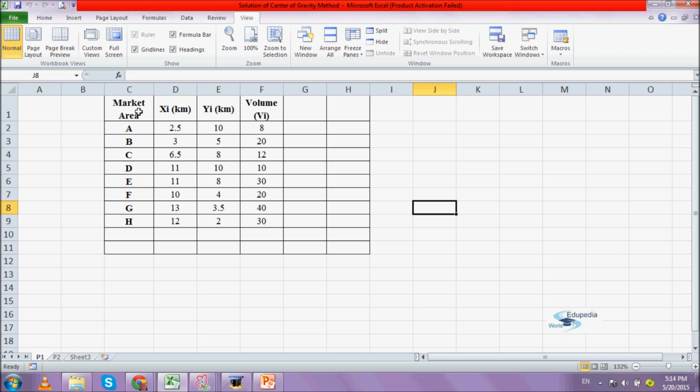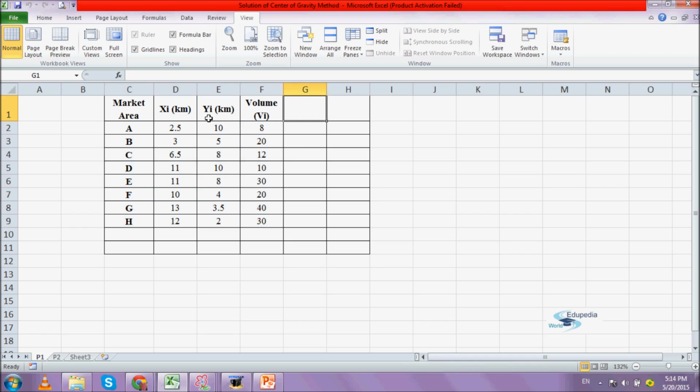Alright, so here is the solution to the first question. We have 8 market areas mentioned from A to H. We have the X coordinates and the Y coordinates, which are given in kilometers. These are relative values, and finally we have the volume of goods which are to be moved from these locations. Okay, we need to find the center of gravity.